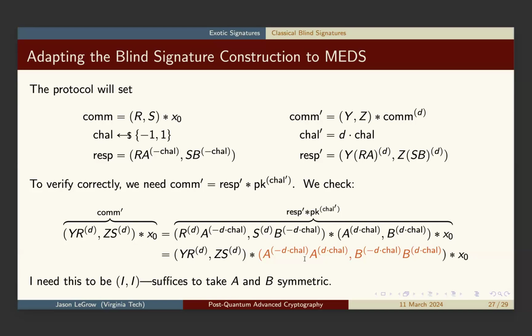It turns out, in order to make this equal, I just need to be able to take A and B to be symmetric. This eluded us for a long time. But the secret to making these blind signatures out of codes is to take the secret keys to be symmetric or anti-symmetric. It turns out it works just as well. But that's a technical detail.